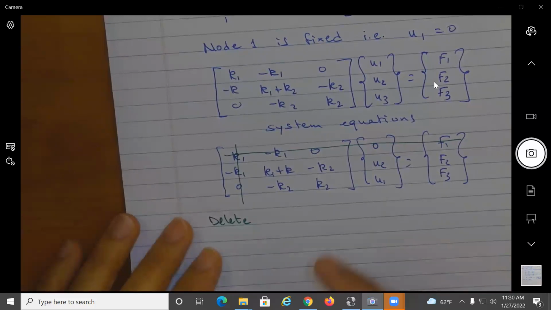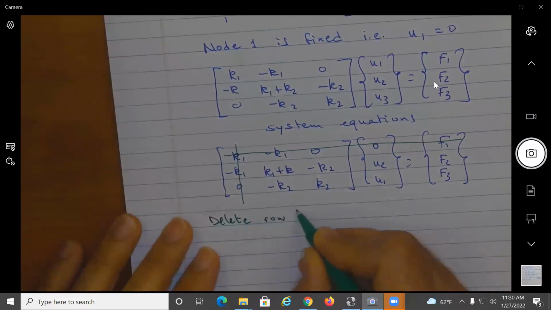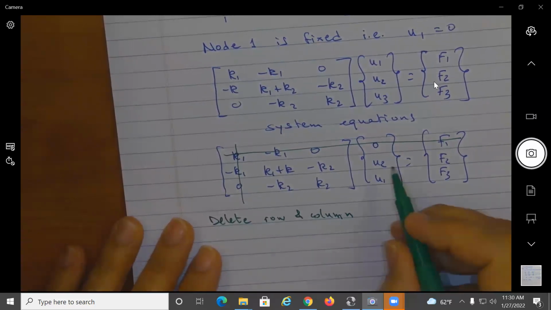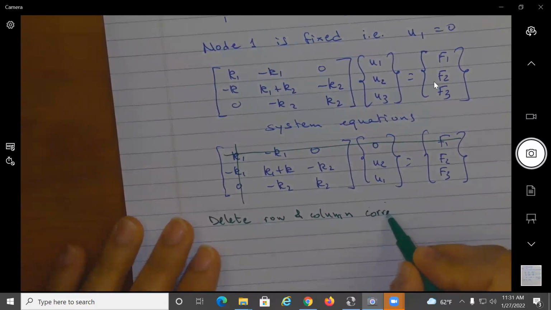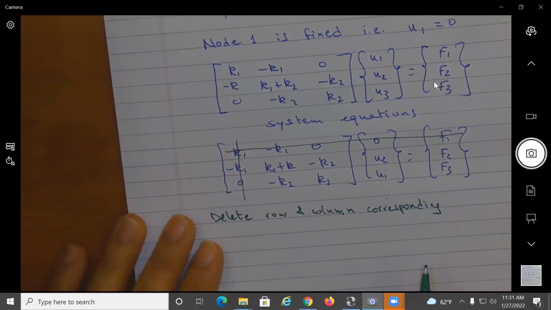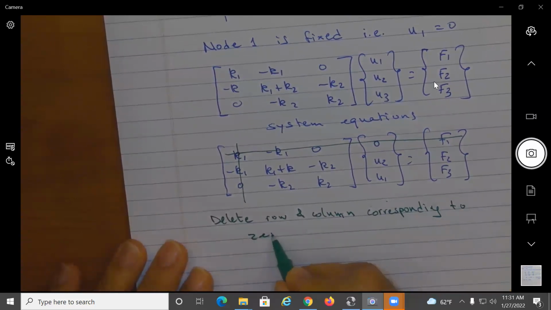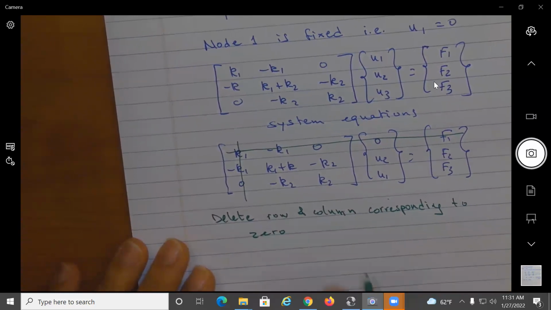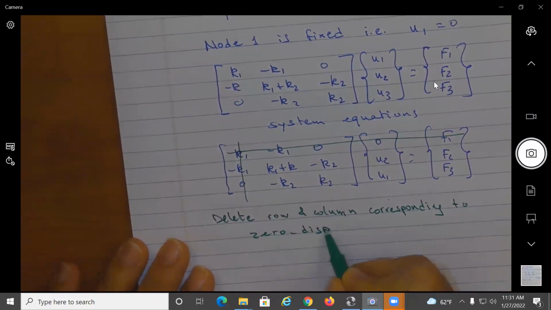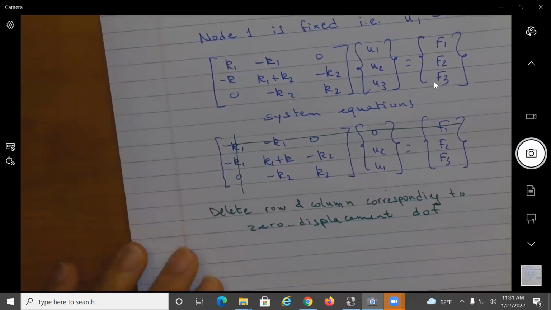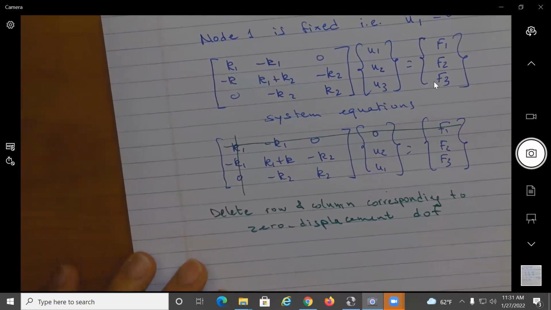So we are going to delete the row and column corresponding to the 0 displacement degree of freedom. I'll be using DOF for degree of freedom, okay?